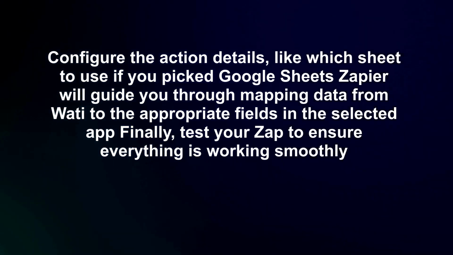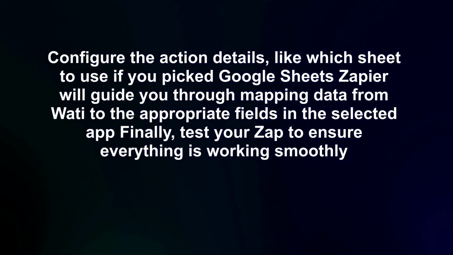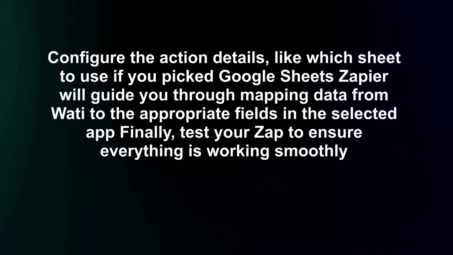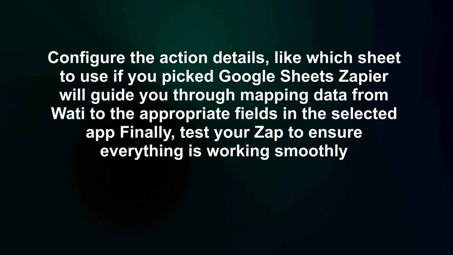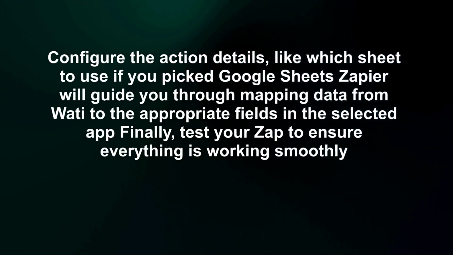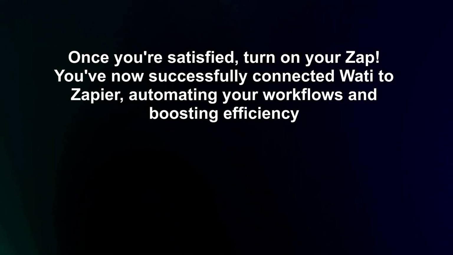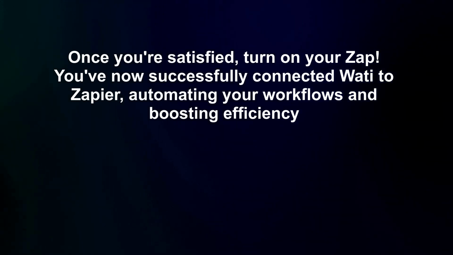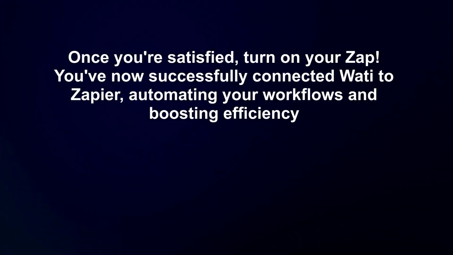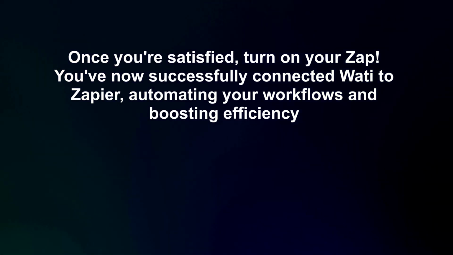If you picked Google Sheets, Zapier will guide you through mapping data from Wati to the appropriate fields in the selected app. Finally, test your Zap to ensure everything is working smoothly. Once you're satisfied, turn on your Zap. You've now successfully connected Wati to Zapier, automating your workflows and boosting efficiency.